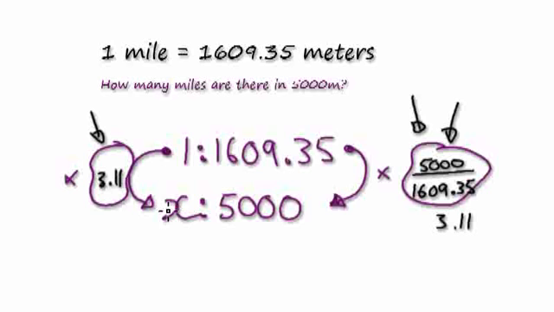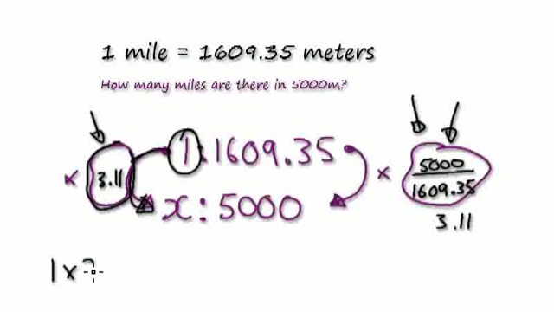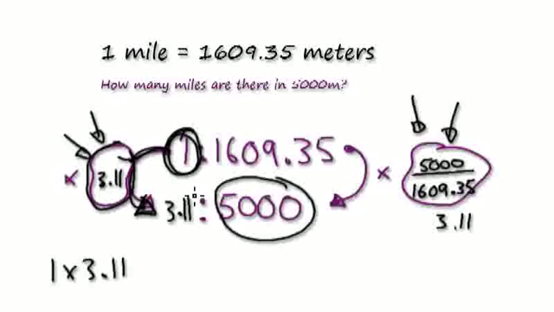Now, because I want to know what x is, I would start at the 1, and then times the multiplier here, and that would take me into the x. So to find out x, I would get 1 times 3.11. Start from here, times this multiplier, that would take you into the x. 1 times this thing here would be that thing there. So x is 3.11. So 5,000 meters would be 3.11 miles.